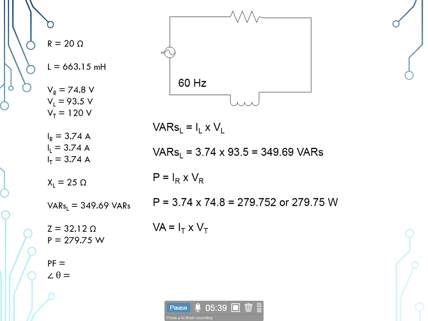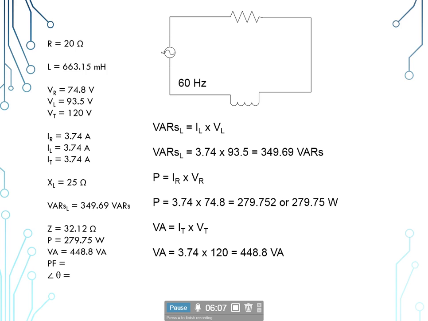And this, which replaces our total power in DC, we'll call our VA, volt-amperes, or our apparent power. It is going to be equal to our current total times our voltage total. Just straight up power formula, the pi wheel. And so our 3.74 times 120 gives us 448.8 volt-amperes.